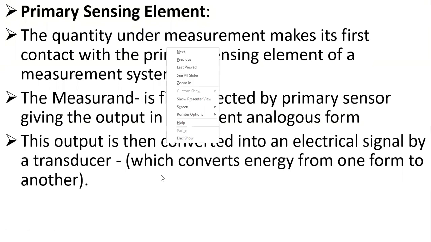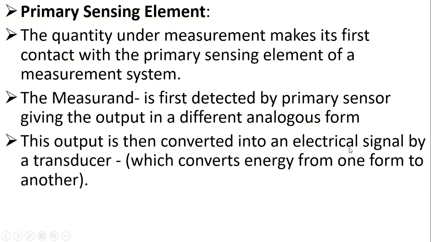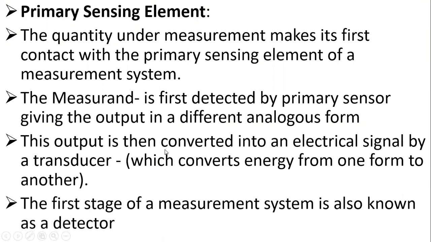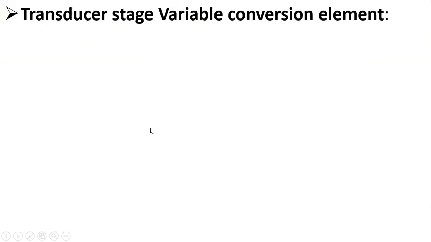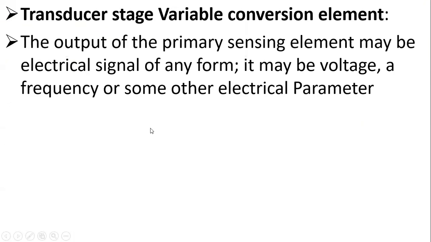The output is then converted into an electrical signal by a transducer, which converts energy from one form to another. That's where the transducer element comes in. The first stage of a measurement system, in many instruments, is also known as the detector. Then, at the transducer stage, voltage conversion takes place. This can be a secondary transduction stage.